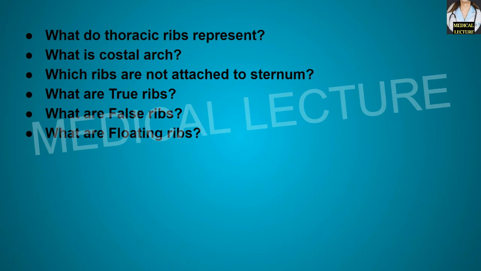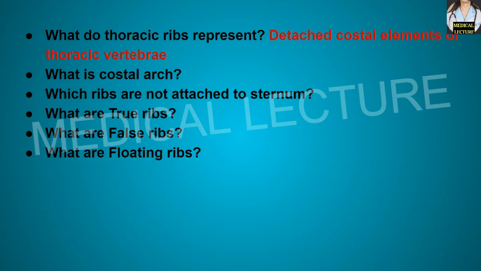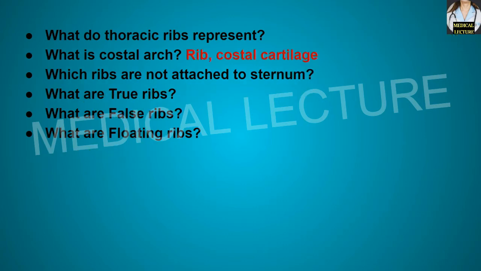What do thoracic ribs represent? They represent the detached costal elements of the thoracic vertebra. What is costal arch? Rib and the costal cartilage. Which ribs are not attached to the sternum? 11th and the 12th rib.